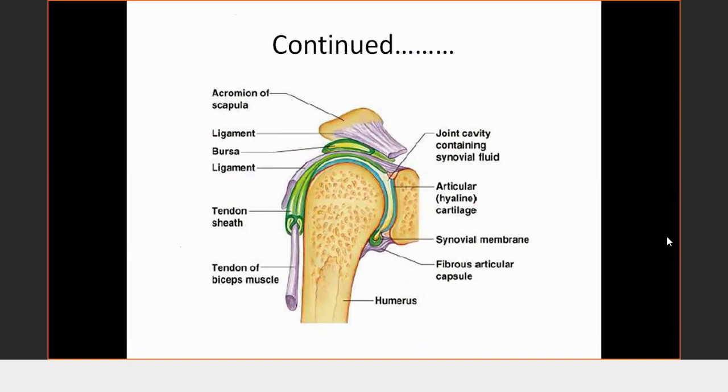Depending on that, बाकी क्या फ्रोजन शोल्डर भी हो सकता है, depending on which type of infection is there, what is the severity of the infection.